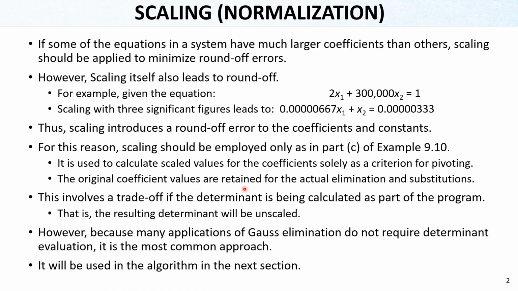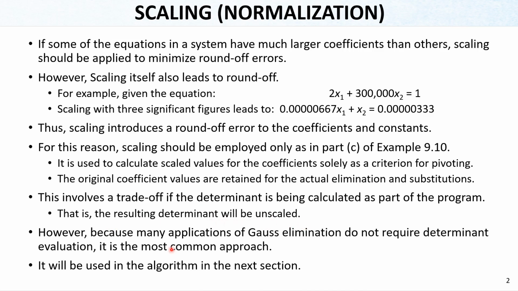But we said here that we will not use normalization while doing the elimination process. So for the determinant we need to use normalization and then elimination. But in finding the solution, we will not use normalization, but we'll use elimination. So this brings us a trade-off. And that's why if we use this part C methodology, meaning that we use normalization for pivoting, then use original coefficient values for elimination, the resulting determinant will be unscaled.